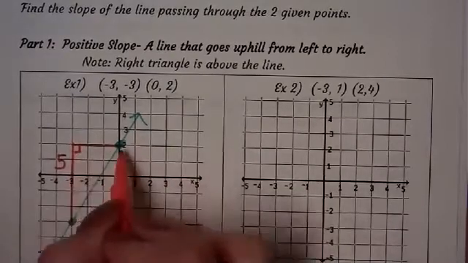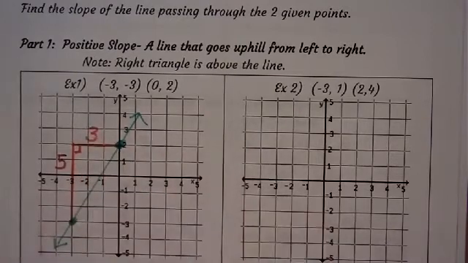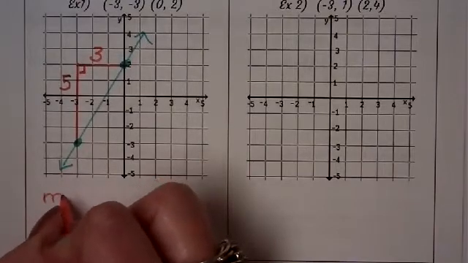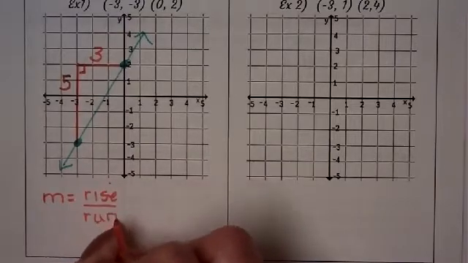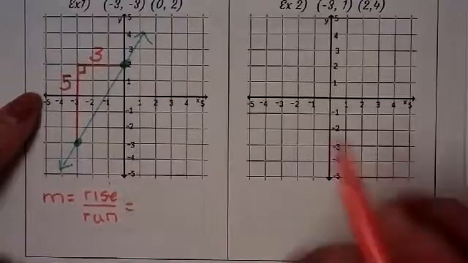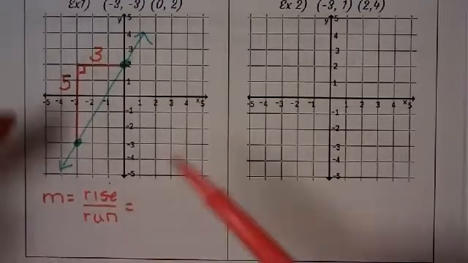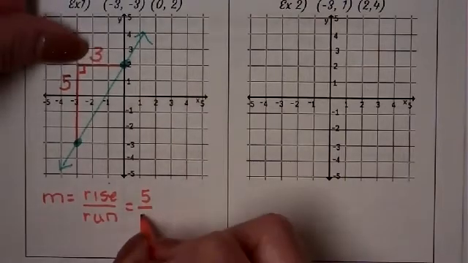Now, how wide is it this way? What is my run? 1, 2, 3. Okay, that's the second step. You're just going to make that triangle and find the length of the sides. Now, step number 3 was to find our rise over run, and I'm going to write right here underneath it. We know that M equals rise over run. Okay, so what I'm going to do is take my 2 numbers up here, my 5 and my 3, and I'm going to put them in the correct spot. Rise is up and down, so that's 5. The run is side to side, so that is 3.